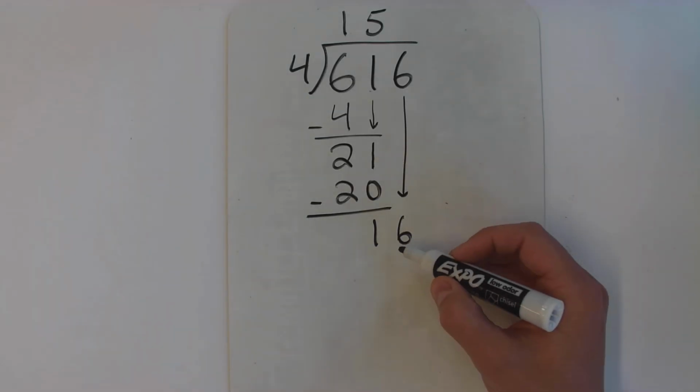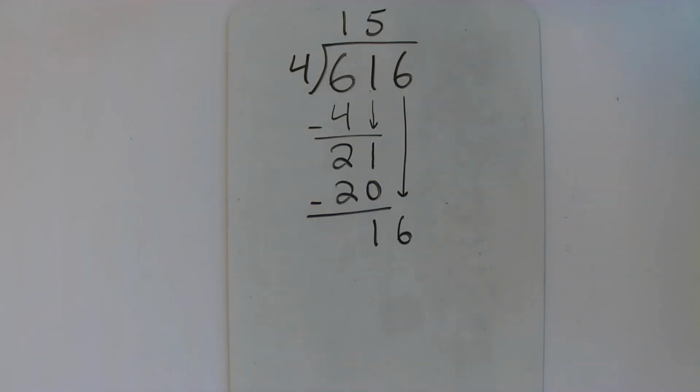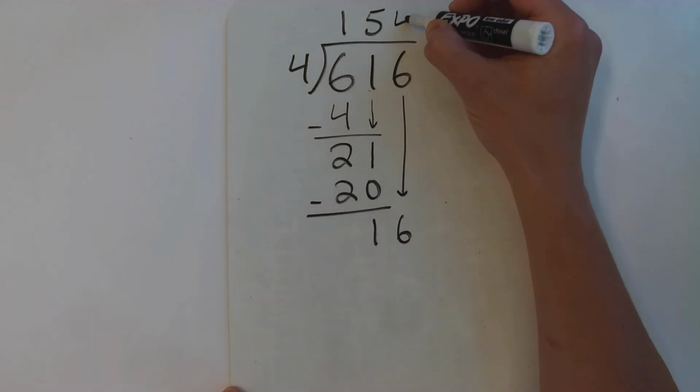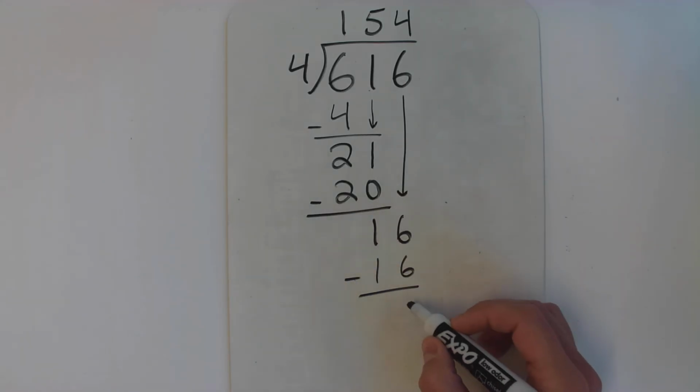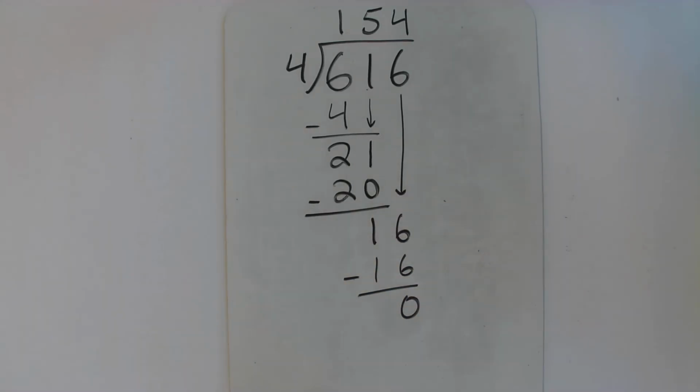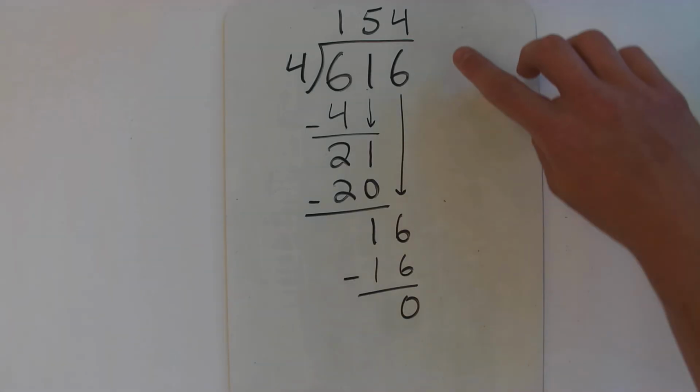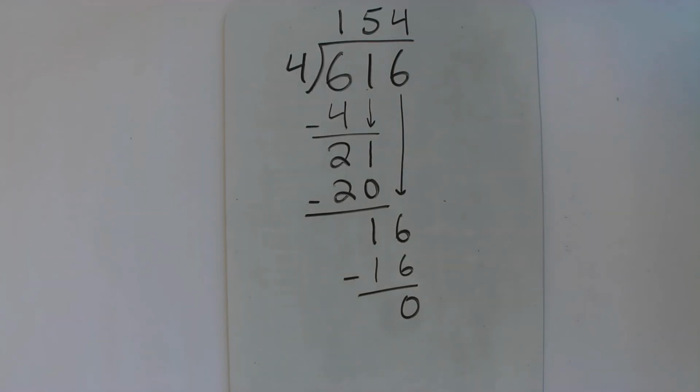Okay, so we're thinking if we have 16 ones, how many ones can I place into each of those 4 groups? I can place 4 into each of those groups. So that means I would take away all 16 of my ones. So that means there's nothing left in my starting amount. That's what that 0 at the end represents, just like we saw in the models. And again, our quotient or our answer to our problem is telling us the size of each group. So each group has a size of 154 when we take 616 and divide that into 4 equal groups.